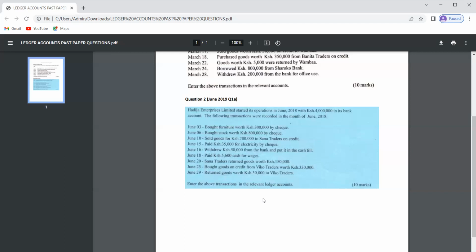Question number 2 says, Hadija Enterprises Limited started its operations in June 2018 with 4 million in the bank account. Obviously, starting the business, capital must be involved. 4 million in the bank. So what will be the 2 accounts affected there? Capital and bank account. Which one to be credited? Capital account to be credited, bank to be debited. Exactly. June 3rd, bought furniture worth 300,000 by check.